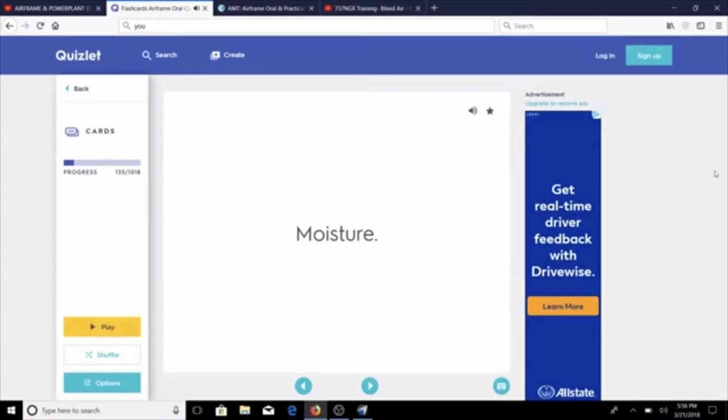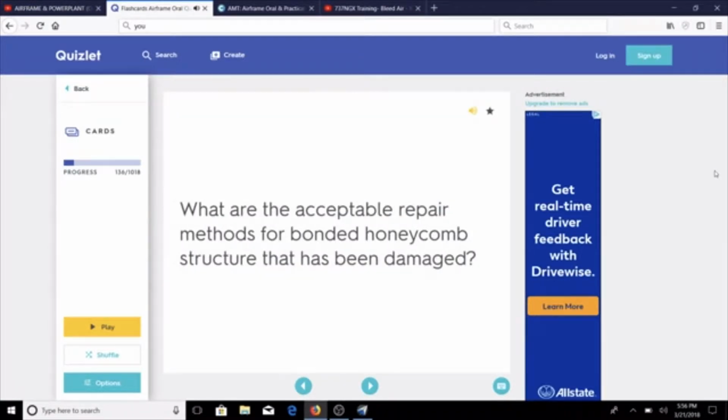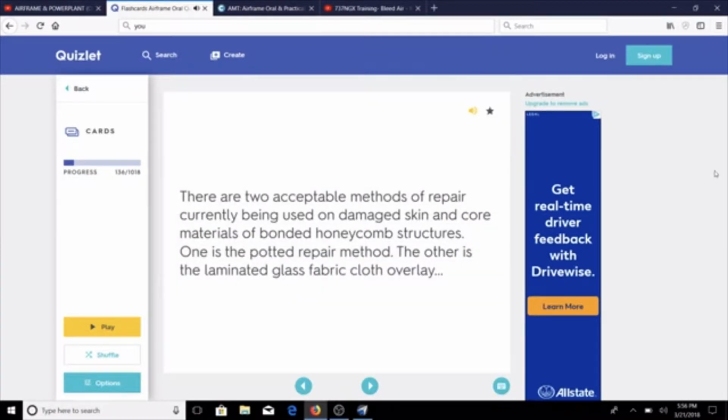Moisture. What are the acceptable repair methods for bonded honeycomb structure that has been damaged? There are 2 acceptable methods of repair currently being used on damaged skin and core materials of bonded honeycomb structures. One is the potted repair method, the other is the laminated glass fabric cloth overlay.